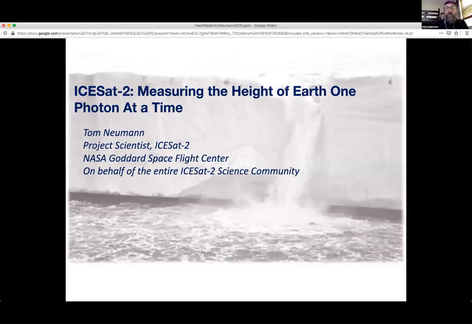As he said, I'm Tom Newman. I'm at NASA Goddard. I spent the last 10 or so years working closely with Torsten Marcus to bring ICESat-2 onto orbit. While Torsten and I did lead the science side, Torsten as the project scientist and myself as his deputy, of course, there's a cast of thousands that all support these big missions and make them happen.